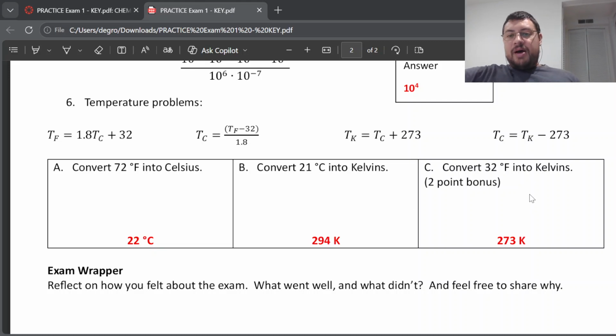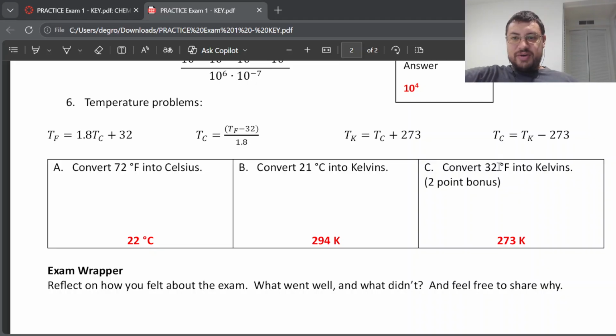And as a bonus, I'll leave this for you to figure out. No, I'll just tell you a strategy. 32 Fahrenheit into kelvins. You'll notice that none of these equations relate Fahrenheit to kelvins. So you have two options I can think of here. First option, this is probably what most of you would do, maybe just half of you, but you would solve for the Celsius temperature first.